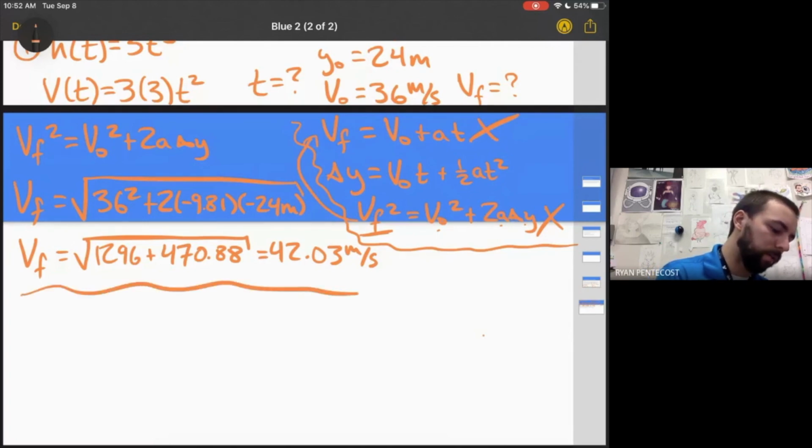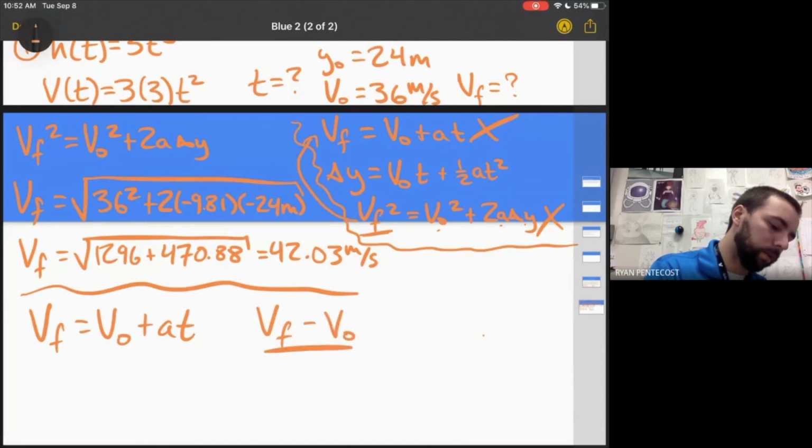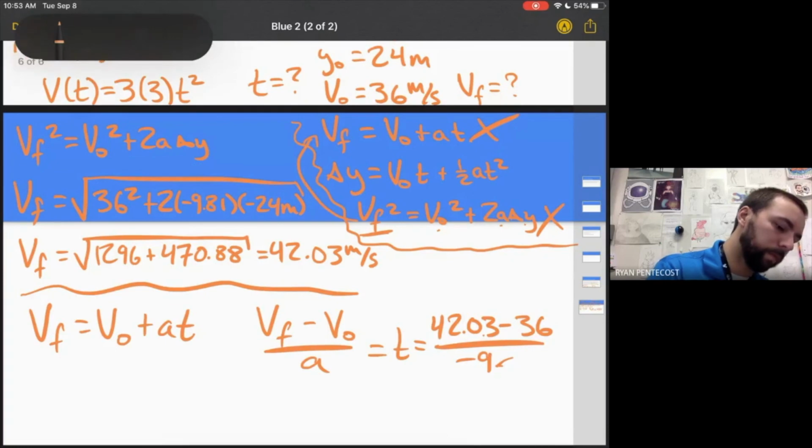We have v final equals v naught plus at. We're looking for t here. So we have our new v final. Let's solve for t. So we have v final minus v naught divided by a equals t. So we have 42.03 minus our v naught, which is 36, divided by negative 9.81.